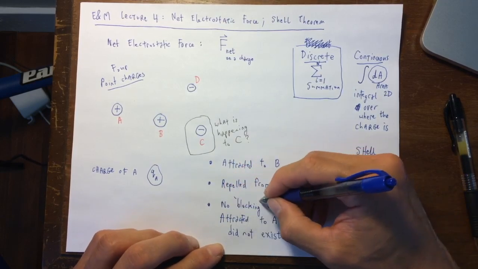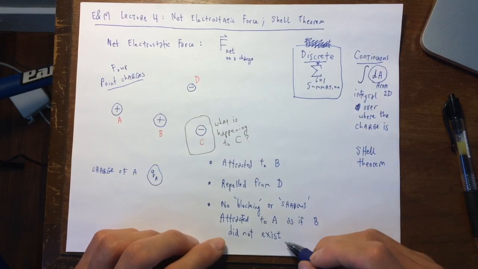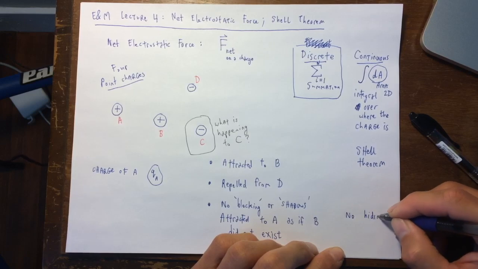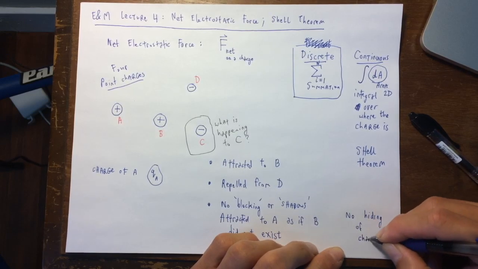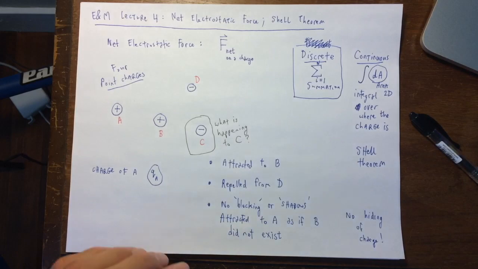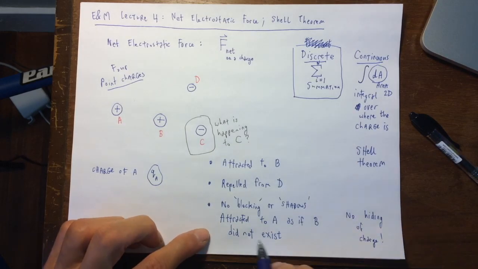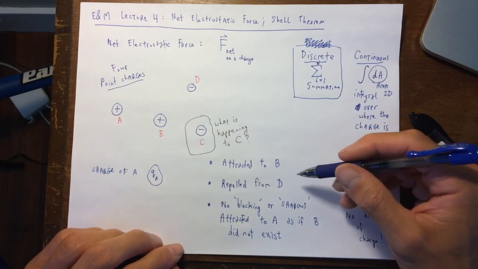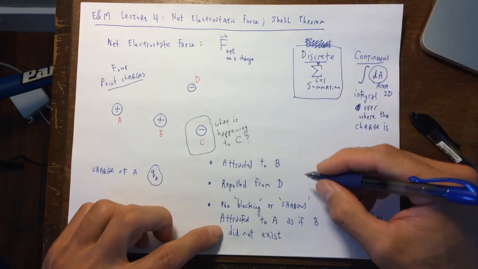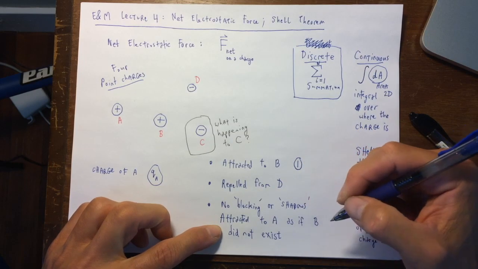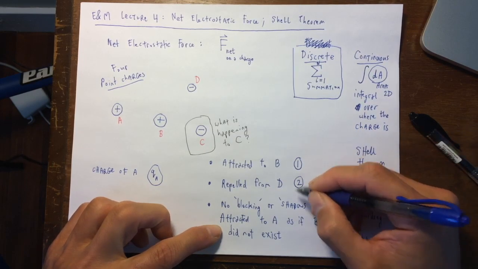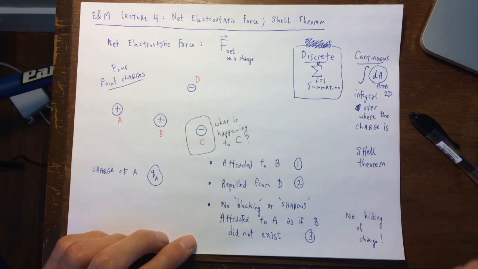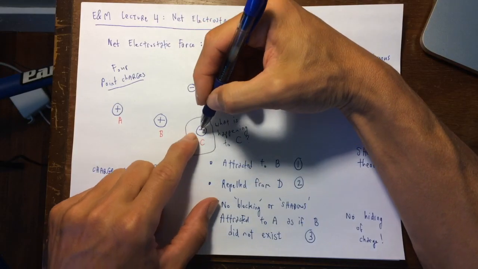Right? This is what I mean by no blocking and no shadows. There's no way to hide the charge. So, no hiding of charge. Okay, so this is kind of an important point. It kind of goes without saying. So what's happening to C? Here is one interaction. Here is a second interaction. And here is a third interaction.